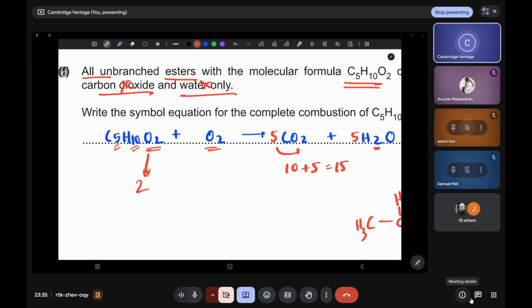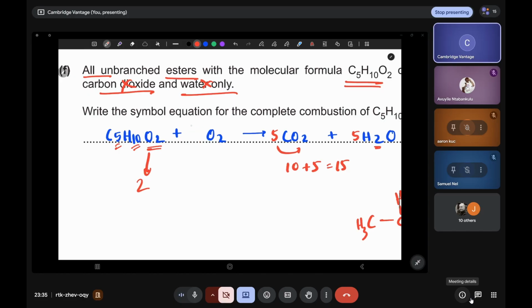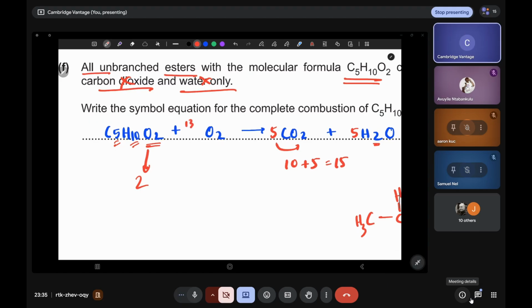Consider it like this. You have 2 over here, right? So you need to balance this O2 in such a way that you have 13 oxygen atoms. Now here's the thing. If you write 13 like this, then that wouldn't work. But if you write it like this, yes, that is where I'm getting to, Samuel. If you write 13 over 2, the 13 over 2 times 2 gives us 13, which is what we're looking for.